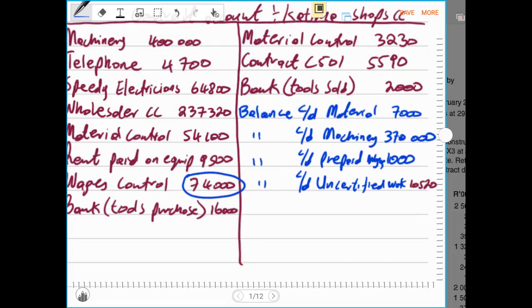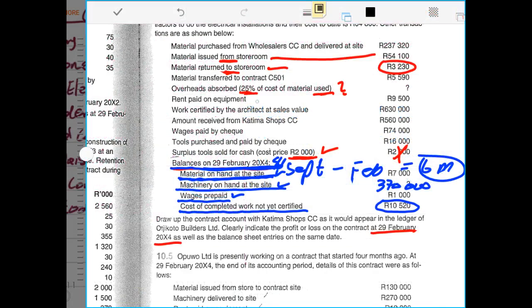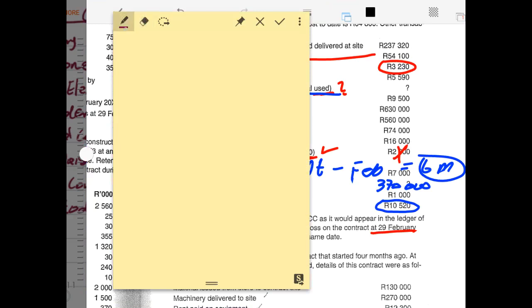So now we have accounted for everything, and the only thing that we need to record on the debit side now is the overheads absorbed. Remember, I told you that our overheads are 25% of the cost of the material used. So we said we need to know the material that was used. In order for us to know, we need to say purchases. The material that was purchased amounted to 237,320. Then we are aware of the fact that there was a transfer of material.